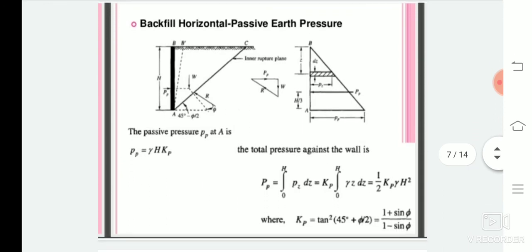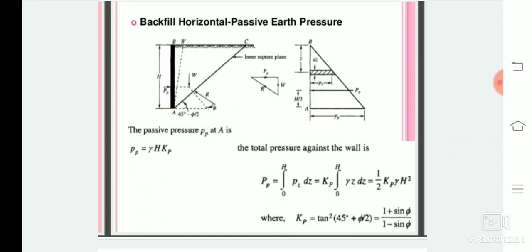Now if we consider the passive earth pressure case, what happens then? In this case, the same element is considered at a depth z below the ground level, and the wall moves towards the backfill. In this case we find the coefficient of passive earth pressure, which is given by 1 plus sin phi by 1 minus sin phi.